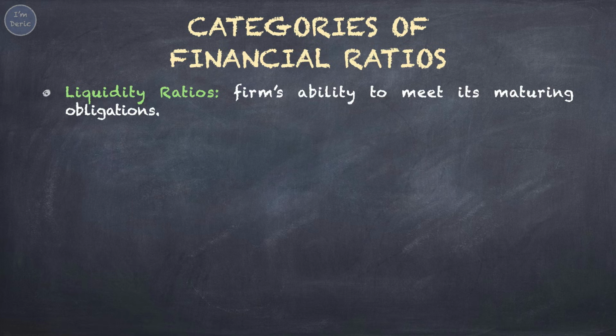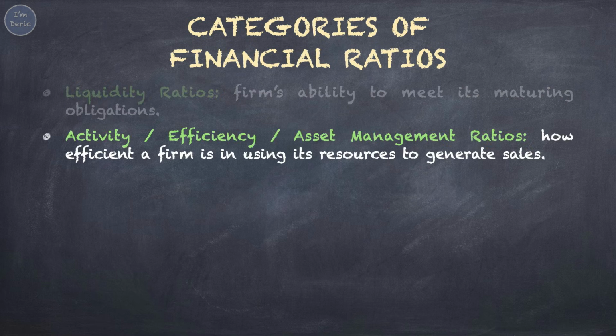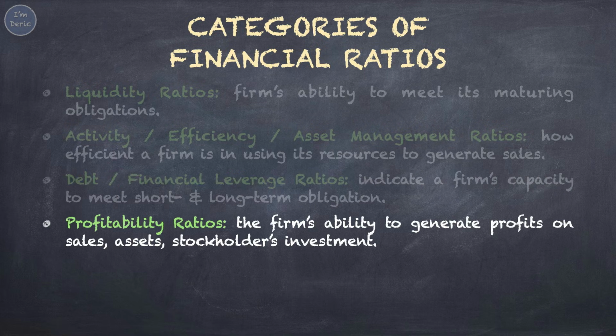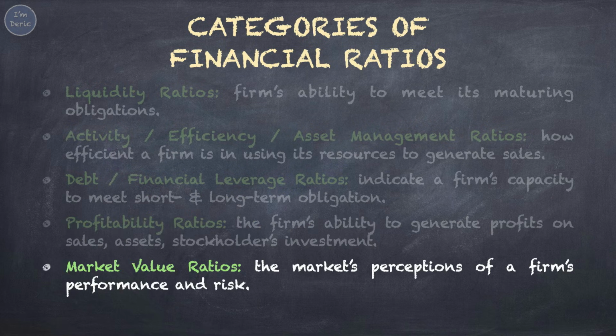First, liquidity ratios, which is to measure firm's ability to meet its maturing obligations. Second, activity, efficiency, or asset management ratios, which is to measure how efficient a firm is in using its resources to generate sales. Third, debt, or financial leverage ratios, which is to indicate a firm's capacity to meet short and long-term obligation. Fourth, profitability ratios, which is to measure the firm's ability to generate profits on sales, assets, and stockholders' investment. Fifth, market value ratios, which is to show the market's perceptions of a firm's performance and risk.